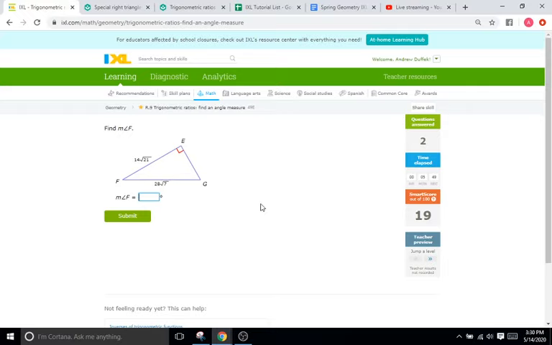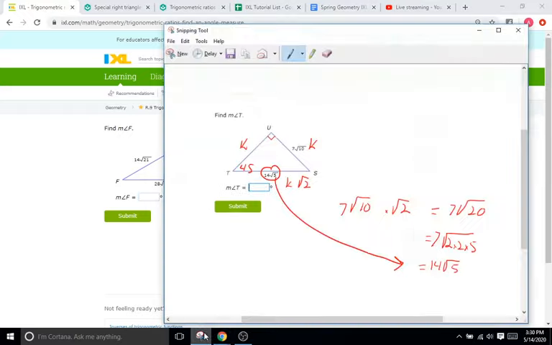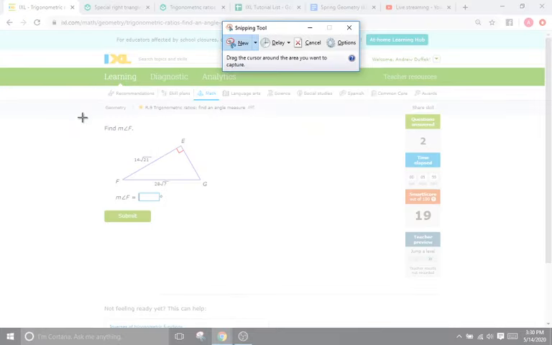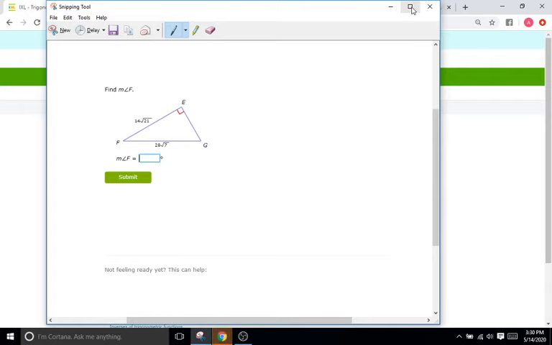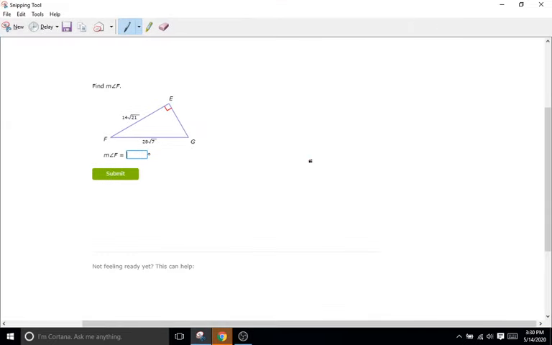Very good. Okay, this looks like a 30, 60, 90 triangle, so we'll try this one. Again, this is not going to be the entire IXL. The first couple levels are just going to be these special right triangles, so they're kind of easier. Now let's try this one out.